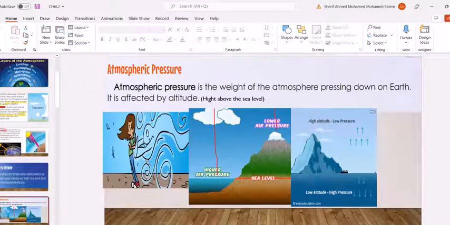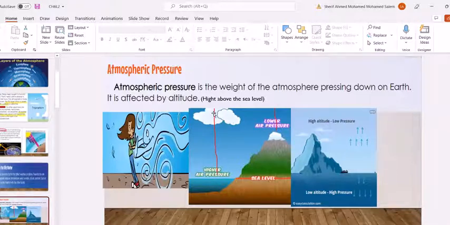So let's talk about the place you are in. Are you in a low area, like at the sea level, at the surface of the earth, or are you in a high area, like at the top of the mountain? Let's compare between them. If you are here at the sea level, look at the air above you. What will happen? Is it long or short?